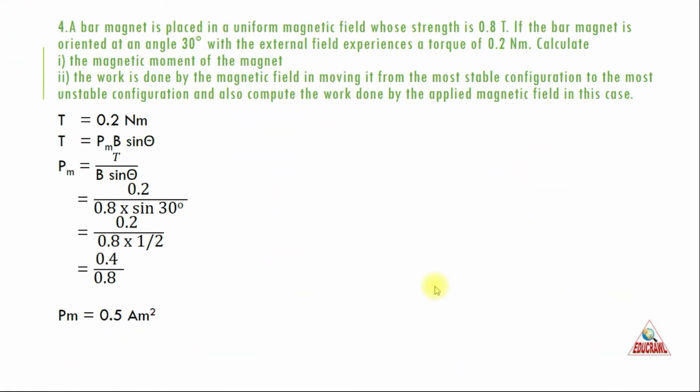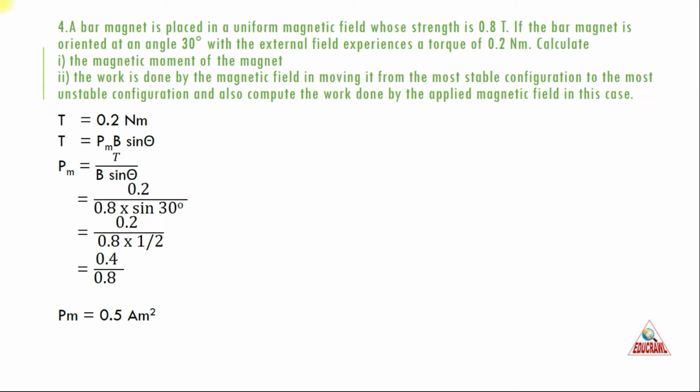Fourth problem. A bar magnet is placed in a uniform magnetic field whose strength is 0.8 Tesla. If the bar magnet is oriented at an angle of 30 degrees with the external field, it experiences a torque of 0.2 Newton meter. Calculate the magnetic moment of the magnet. Next, calculate the work done by the magnetic field in moving it from the most stable configuration to the most unstable configuration, and also compute the work done by the applied magnetic field in this case.